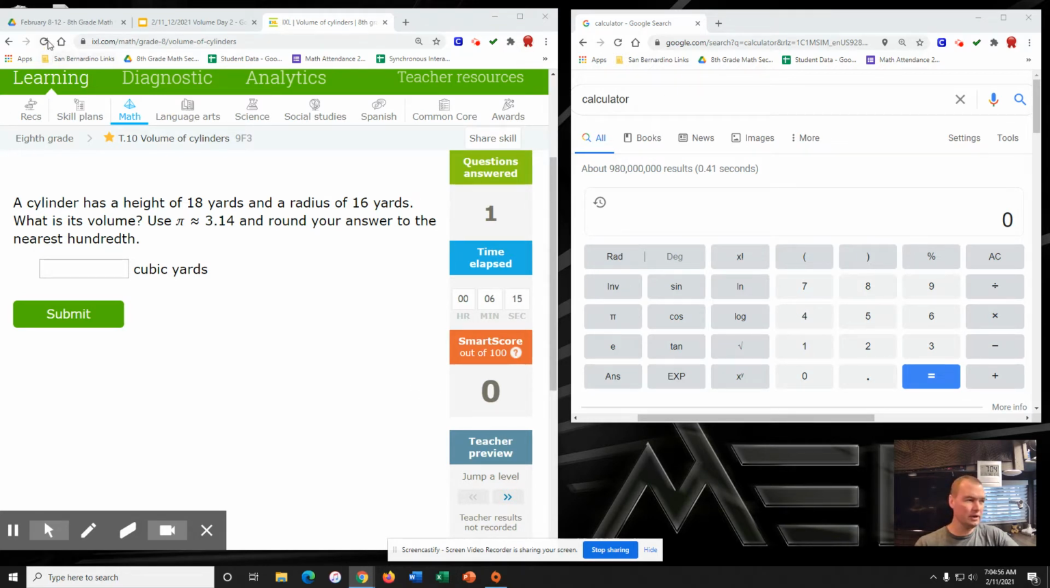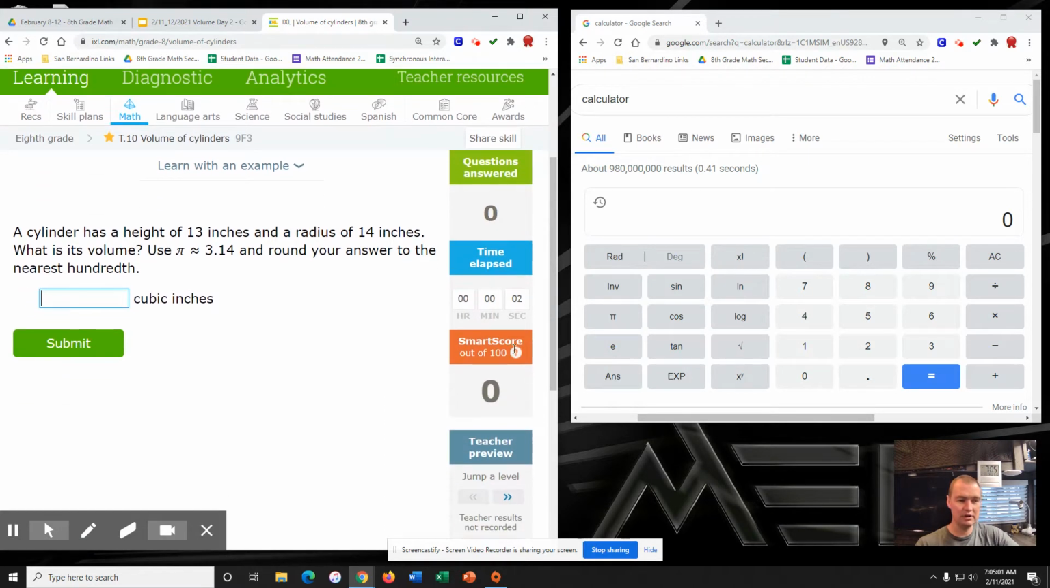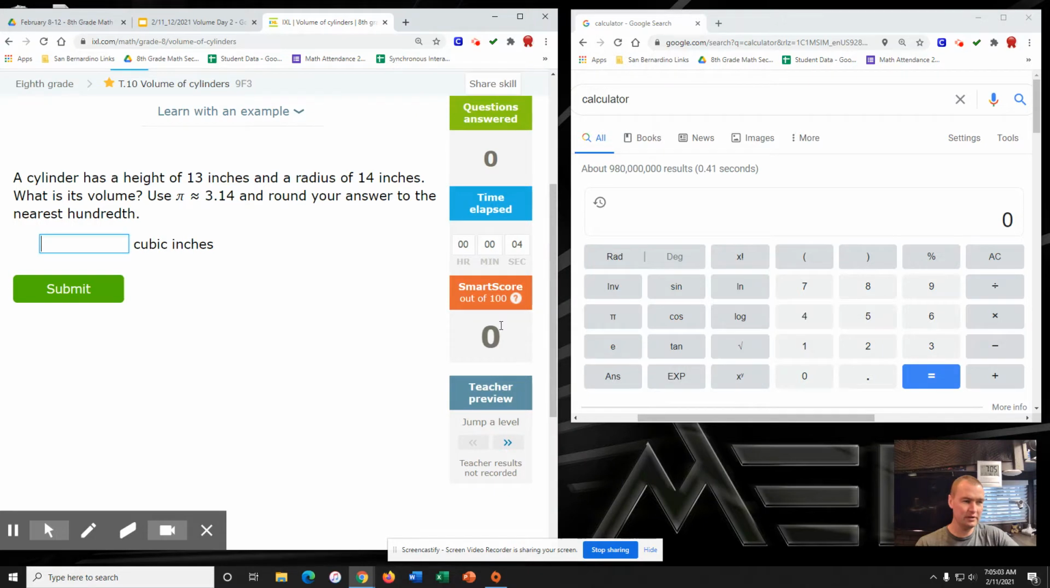All right, what we're going to do is reset this particular module to 0 out of 0. So I've answered 0 questions with a SMART score of 0. Now, if you ever have an IXL and you're not quite sure what to do, the first step is just to read it and take a look at your notes that you were given in class. And also, if you get the first question wrong, you just take a look at step by step on how to do it. So here we go.